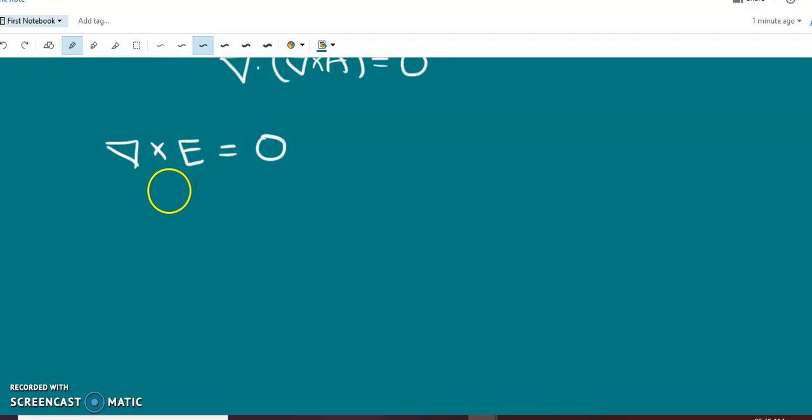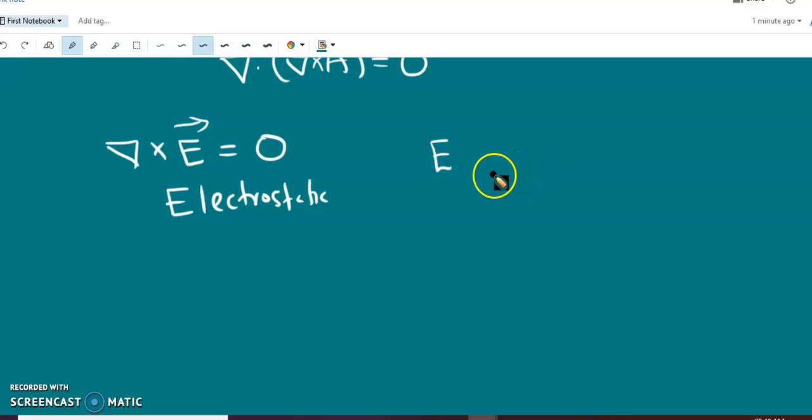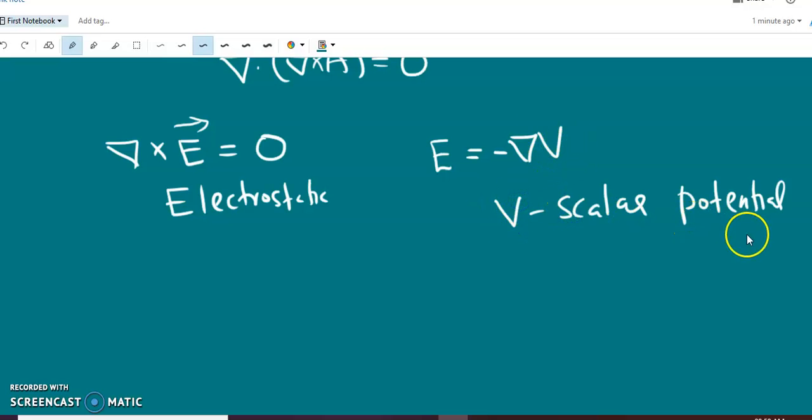The curl of the electrostatic field is equal to 0. So if this is an irrotational vector, a vector whose curl is 0 is called an irrotational vector. So an irrotational vector can be represented as a gradient of a scalar. Therefore, we can write E is equal to minus gradient of V. So E is negative gradient of V, where V is called the scalar potential.